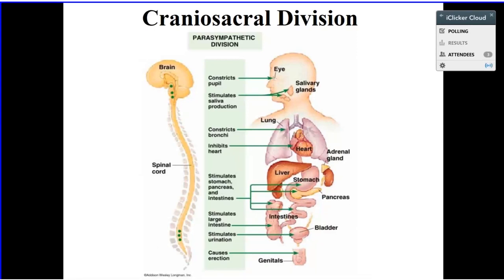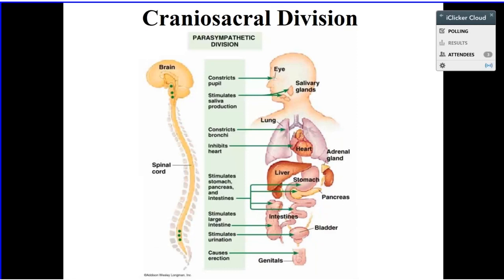Rest and digest. The craniosacral term tells us where that first neuron exits. So one's more function, one's more location. They're referring to the same thing, it's just different meanings behind them. Okay, now, when we talk about parasympathetic function, rest and digest is a really brief overview.